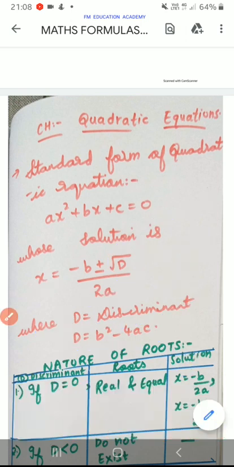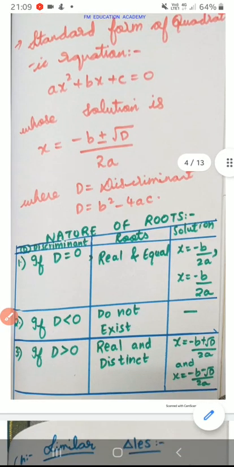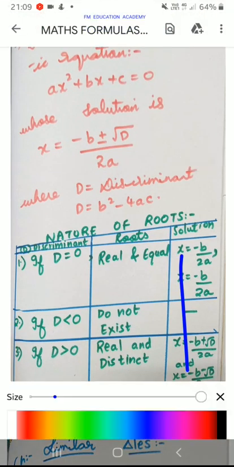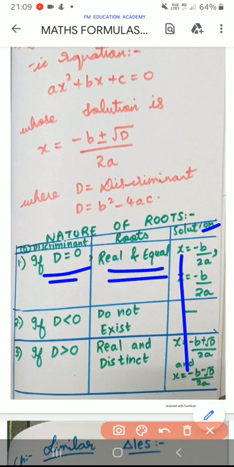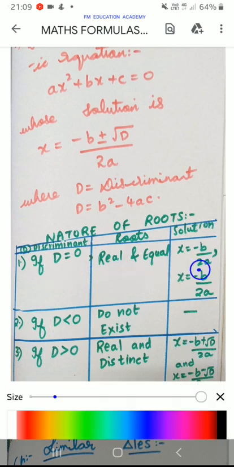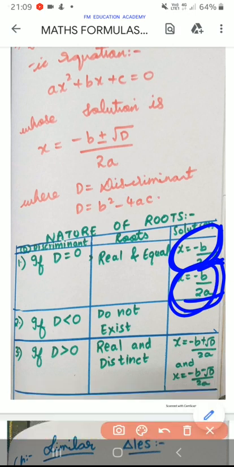Okay, how to remember the nature of roots? Based on the value of discriminant d. If d is equal to 0, we can say roots are real and equal, and the solution will be x is equal to minus b by 2a and x is equal to minus b by 2a. That is, both the values will be equal, and we know we have two roots. That is why we have two solutions here of x.